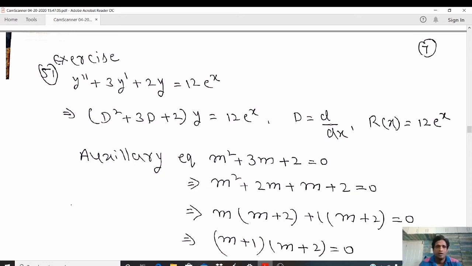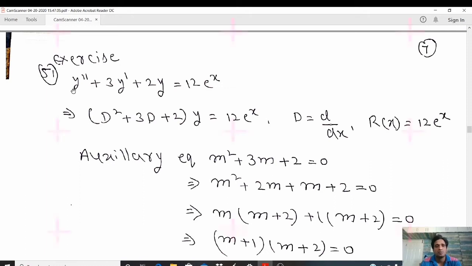Okay, that is the first one. See here, y double dash plus 3y dash plus 2y is equal to 12 into e power x. Actually, this problem you can do in another way also, like the Q is equal to e power ax form. Now we are doing this problem in variation of parameters also.